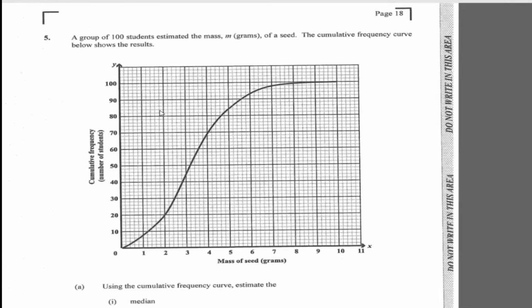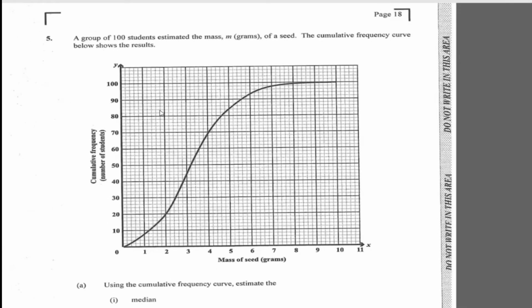Statistics. All right, we're looking at statistics, and it's really nice. It says a group of students estimated the mass of a seed and the cumulative frequency is shown by this graph. So they give us the ogive graph, or the cumulative frequency graph, and they want us to use the cumulative frequency to estimate the median.